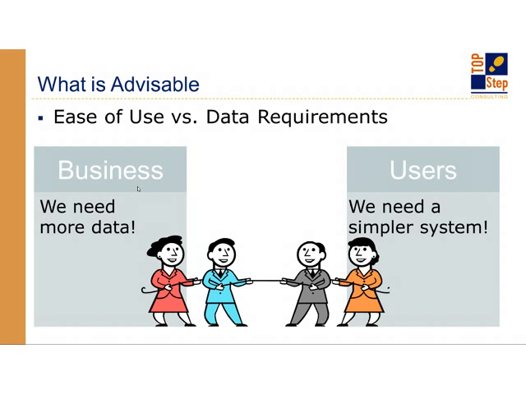So you have to balance this. The business is always going to want more data, more details, better reports. The users are always going to want to have a really simple system with as few steps as possible to get their work done. So how do you balance this?